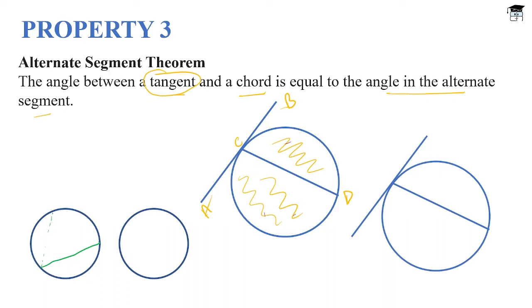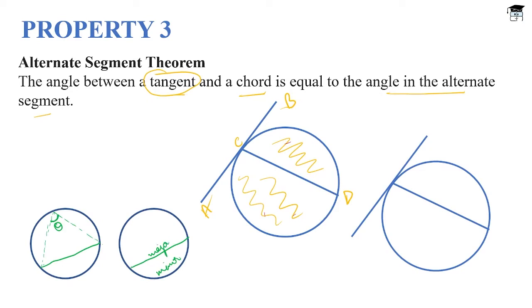So what angle will this make? This will make an angle here, theta, right? So this chord will make angle theta here. Now this is the minor segment and this is the major segment.